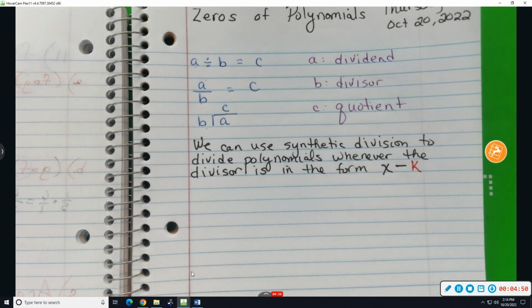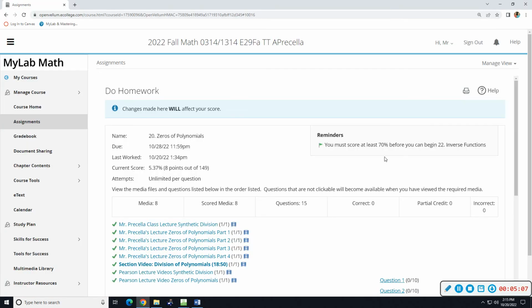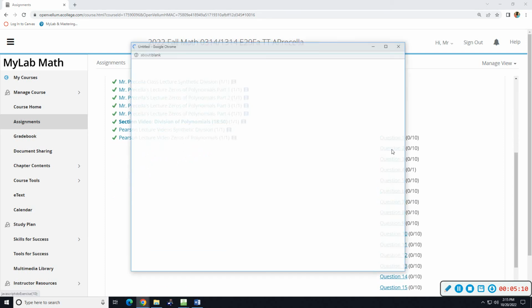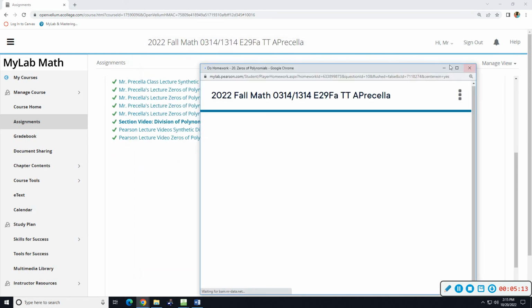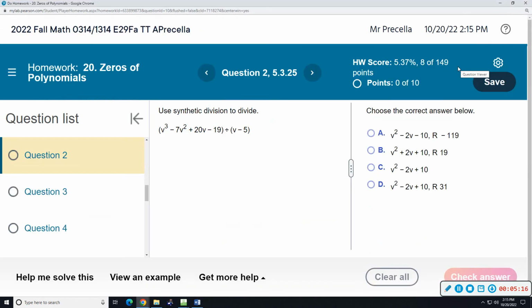I'm going to show y'all how to do synthetic division. This is one of those things that it's sort of easy to show, but writing out a sequence of steps takes a long time. So I'm going to jump in and do one of the homework problems showing y'all how to do synthetic division. Number 2. 1, 2, 3, 4, all the same type of problem. It says, use synthetic division to divide. I'm going to show y'all the steps as I go through this. It's not hard. Let me write it down.